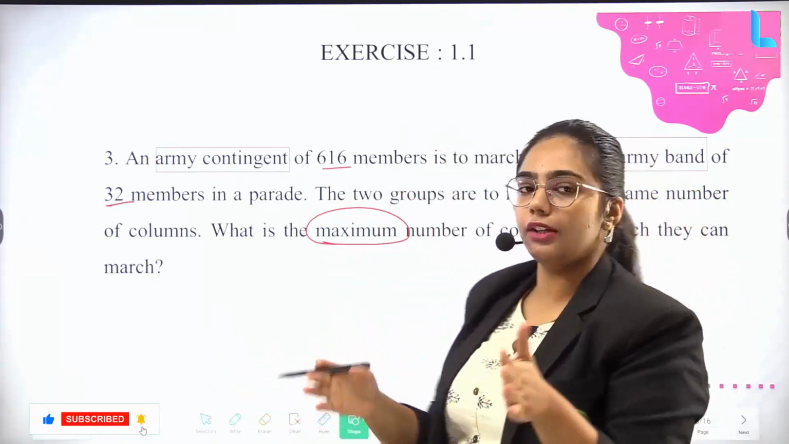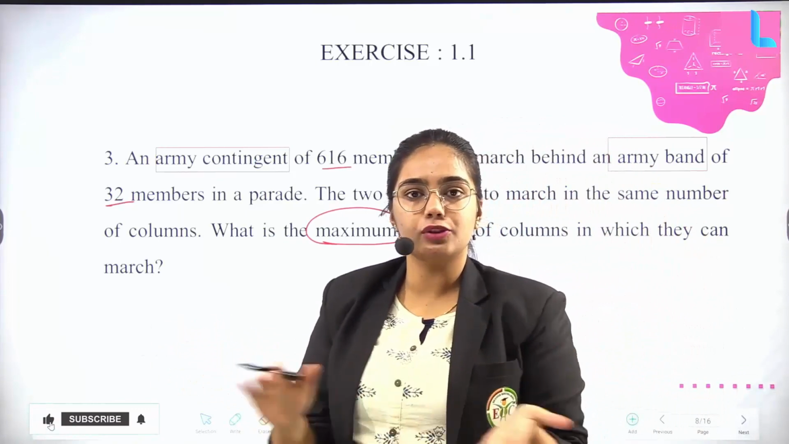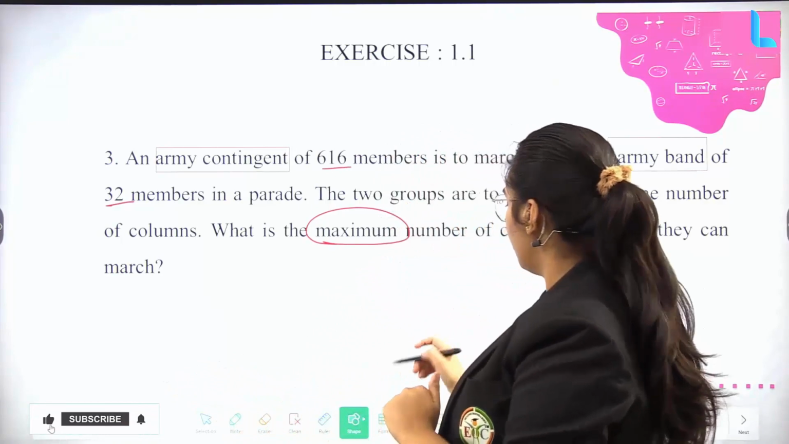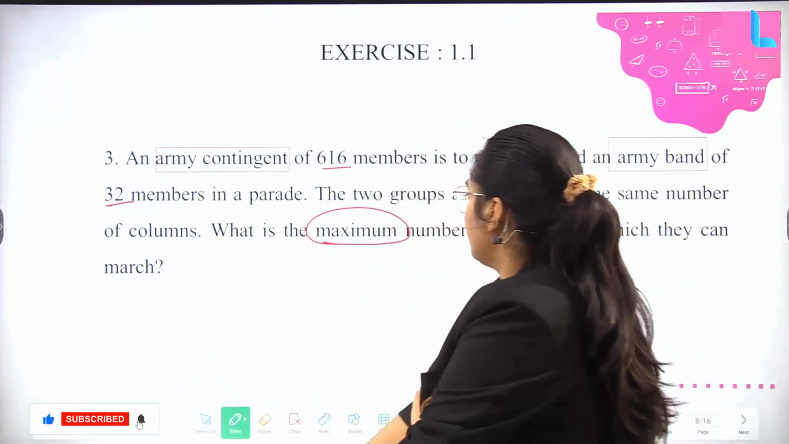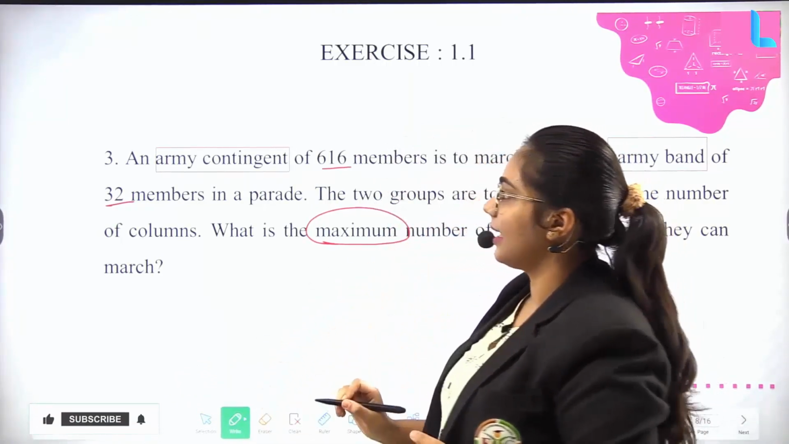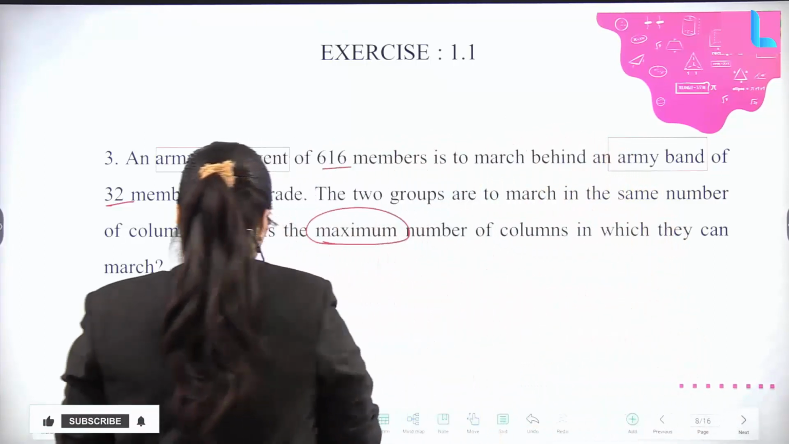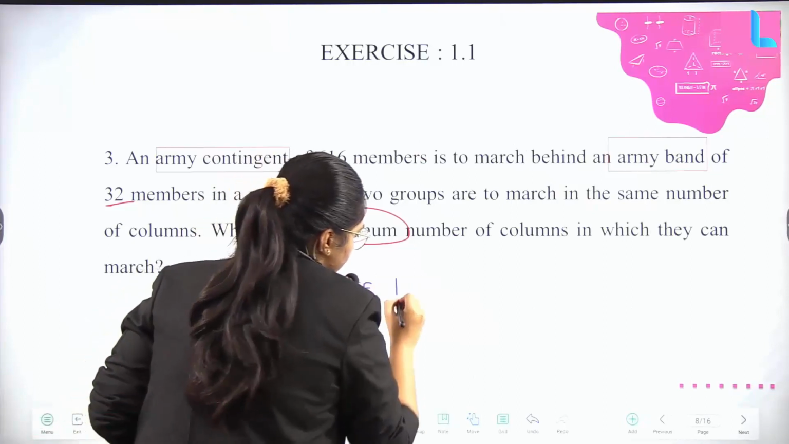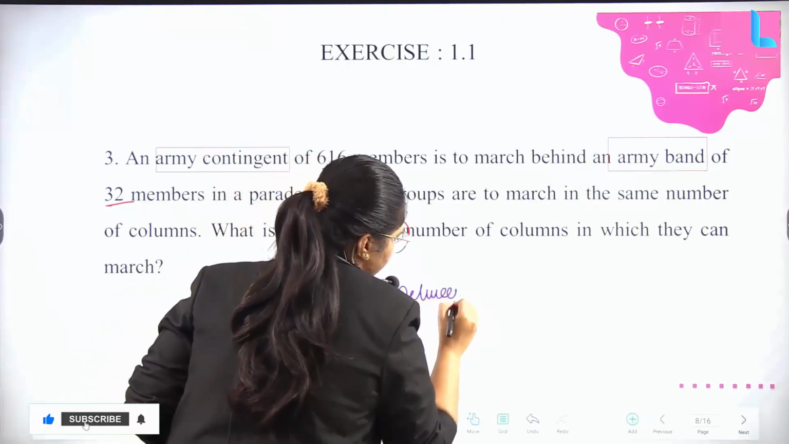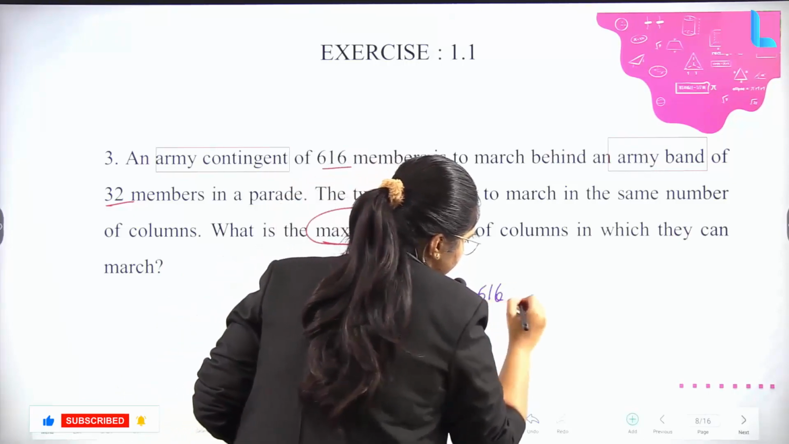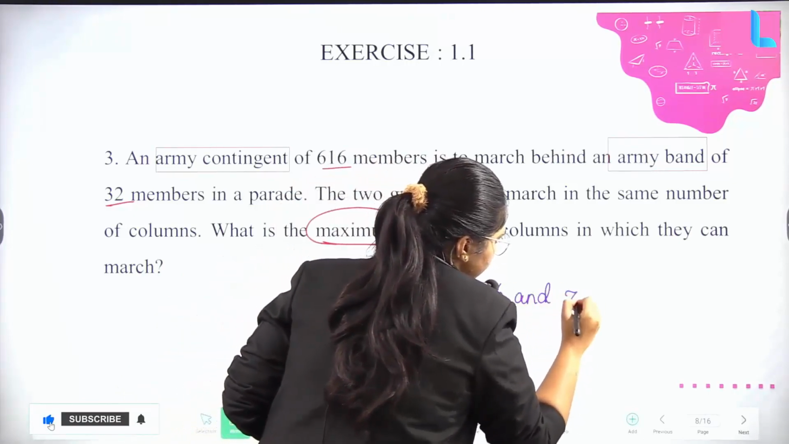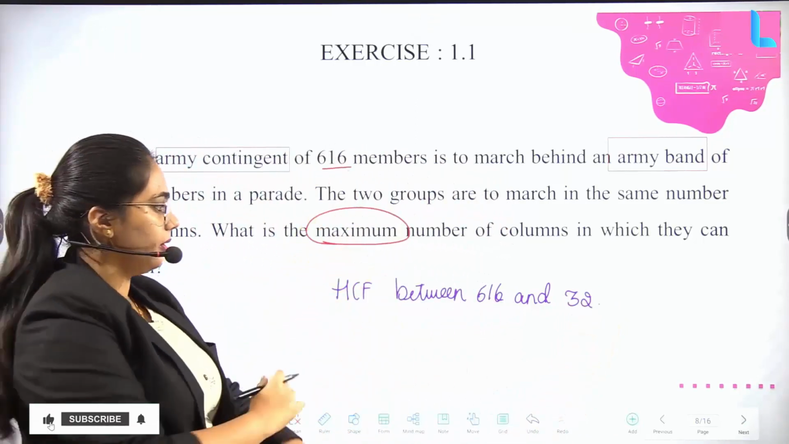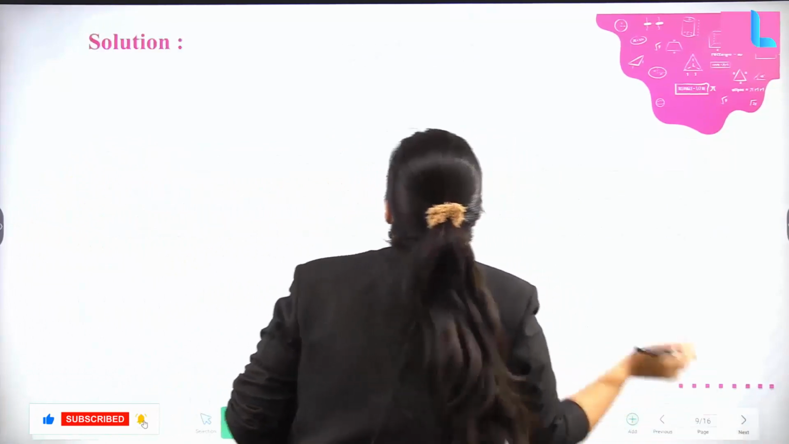All they are asking is, in the two groups, an equal number of people should be there, and what is the number of columns they can make. Yesterday only I told you that once you see the word maximum, you can tell that you have to find the HCF between 616 and 32. Okay, we'll solve this.